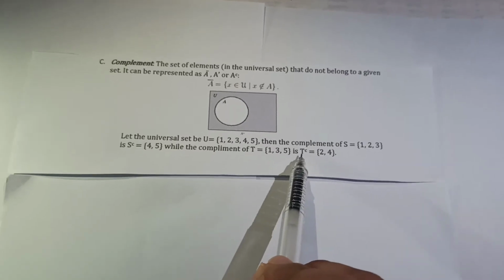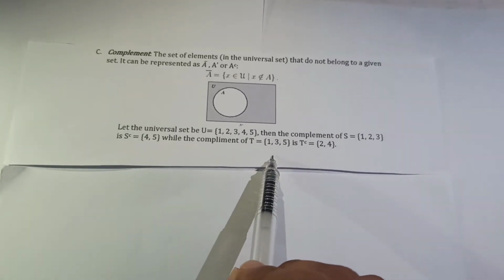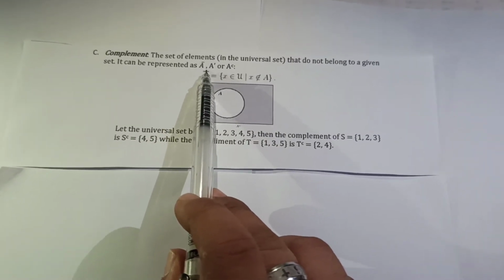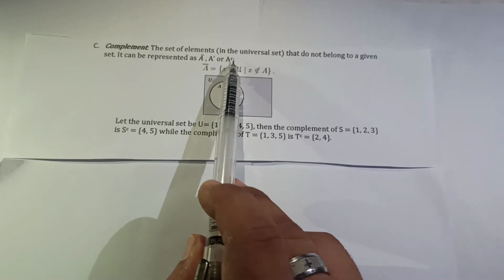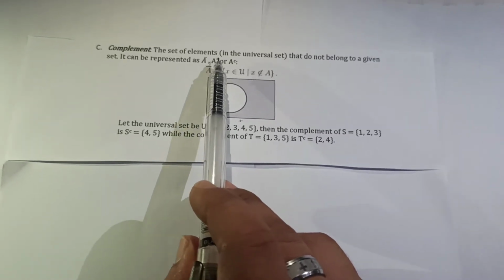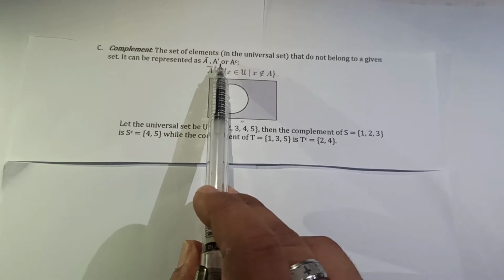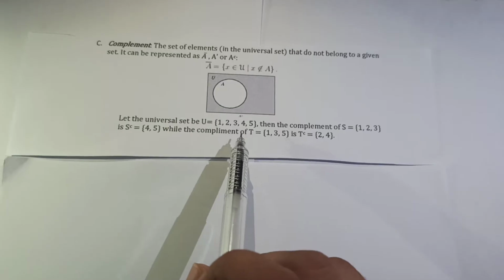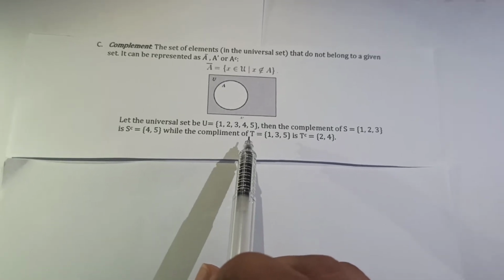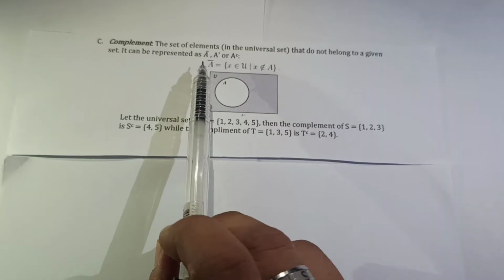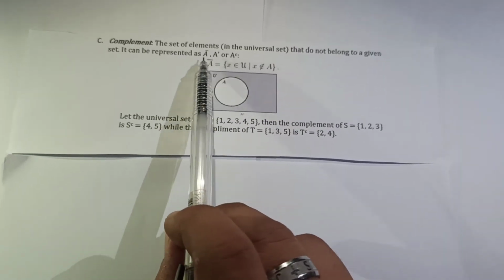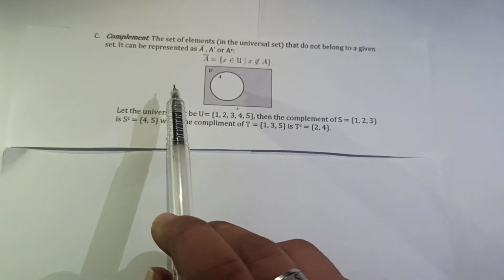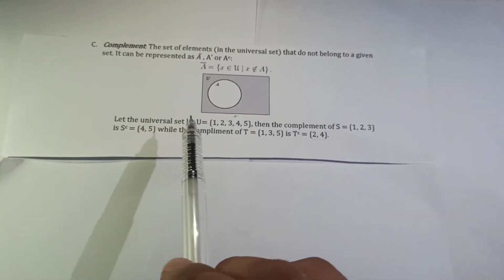Therefore, the T complement, we could write T^c. These are the symbols for complement: A bar, A prime, and A complement. But take note that we're going to use mostly the symbol A prime as the symbol for complement. If you see different symbols here, you could write any of these. Again, that is the third set operation, complement.